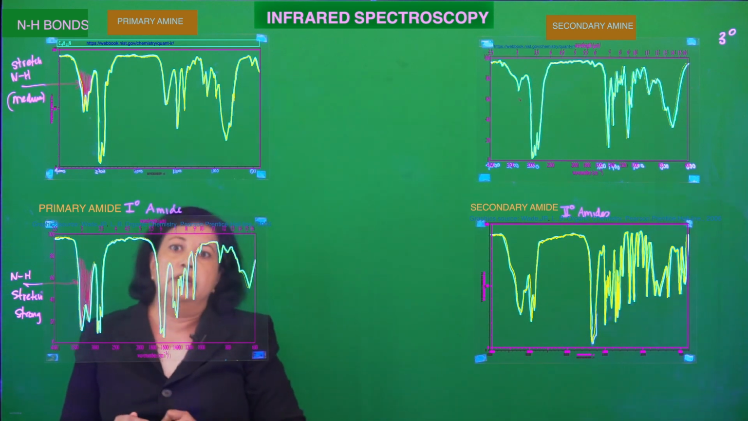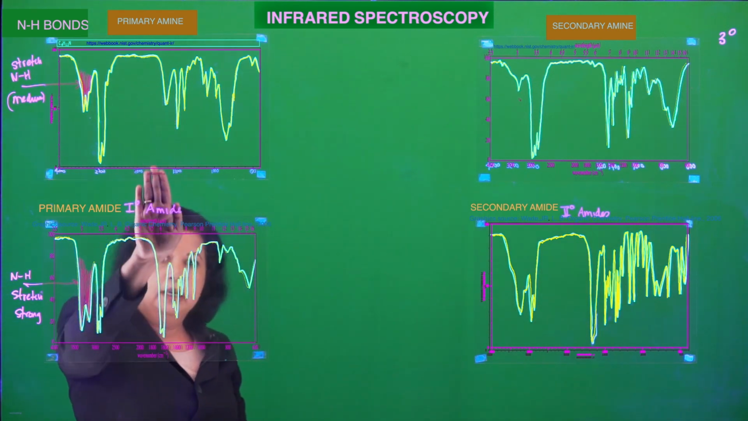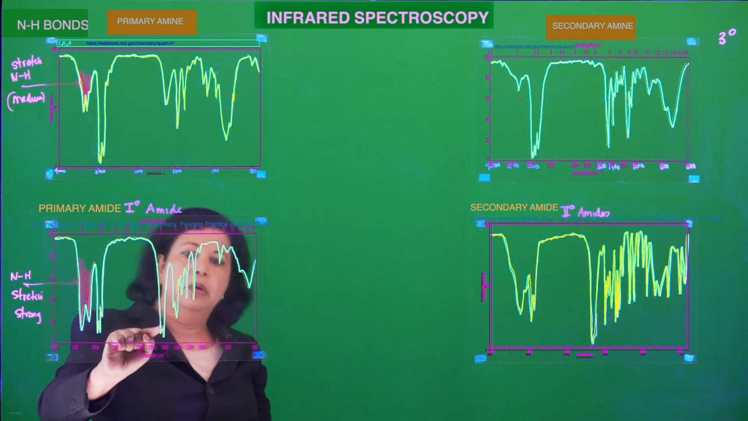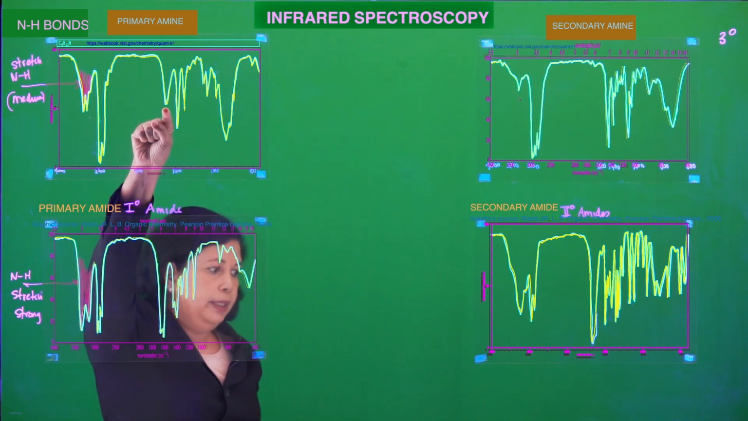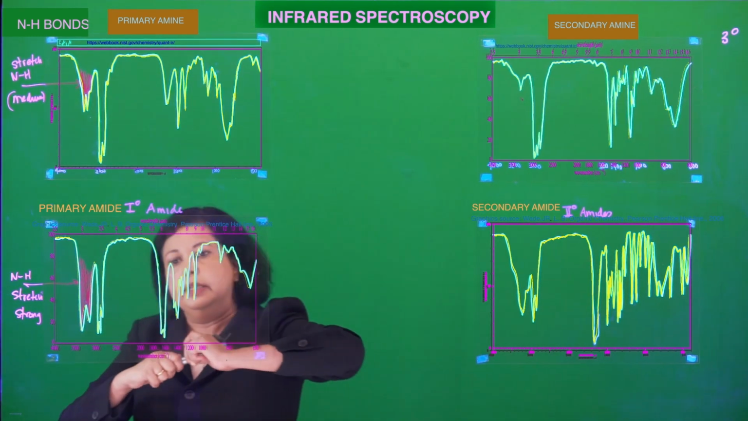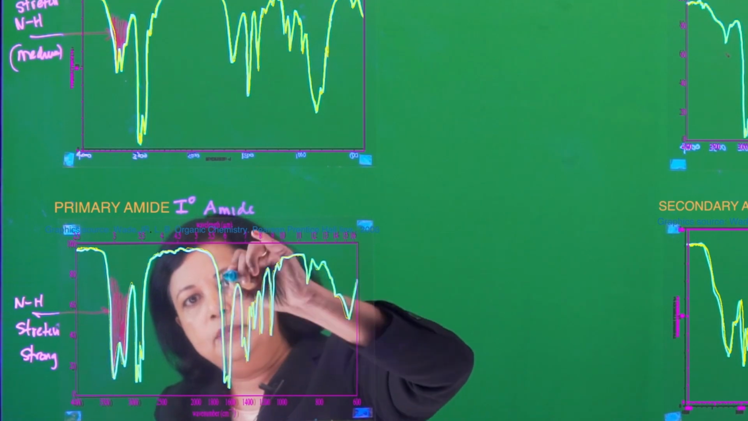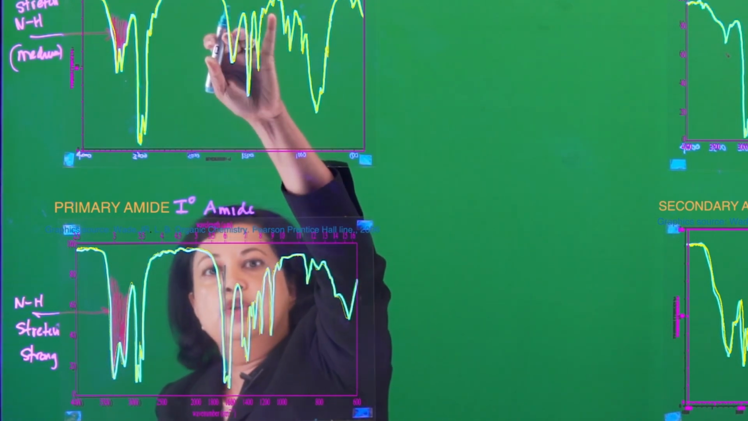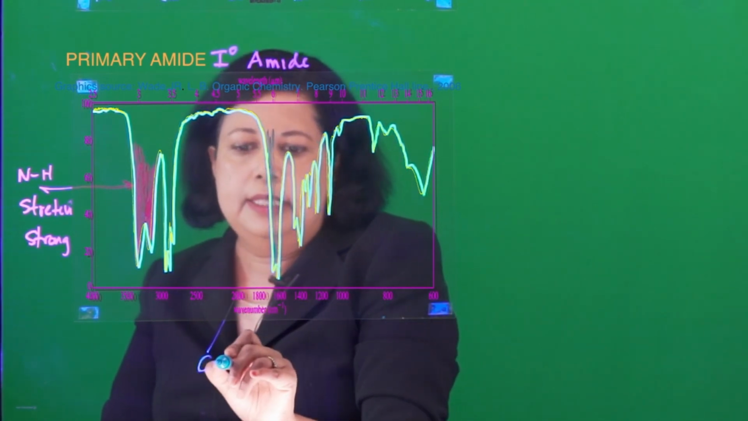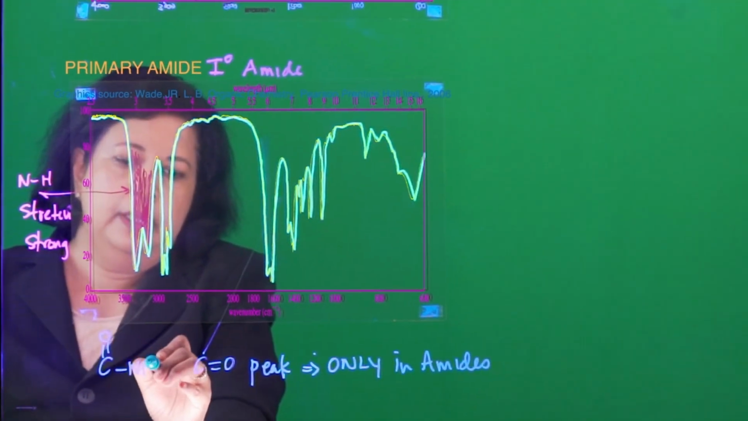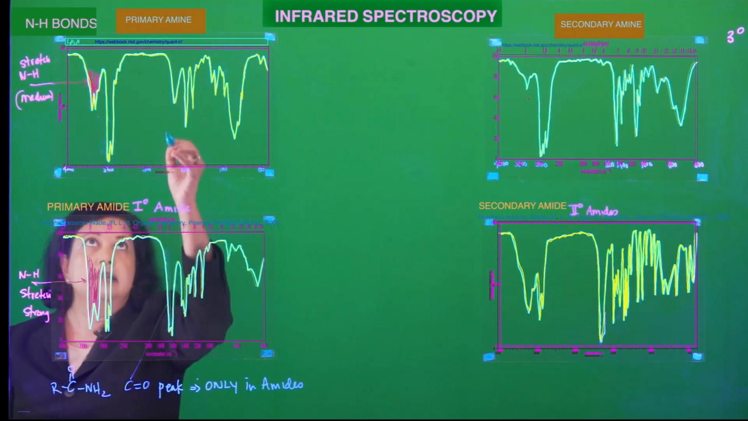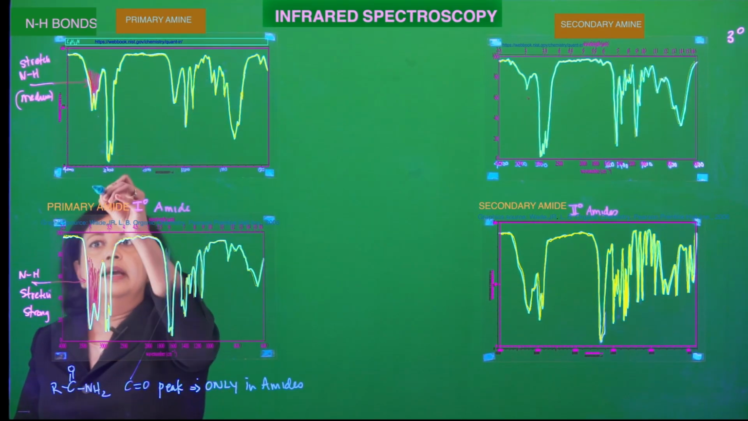Another very important difference that you would notice is right in the middle of the spectra, this one's got something that's coming all the way down here, whereas here, this one's got a teeny peak up here. So what's the difference? This peak here is completely missing in the spectra. This is your carbonyl peak, okay? So the CO peak is only in amides, right? Because your amide has CONH2 and your amine is just RNH2. So here you don't have that.